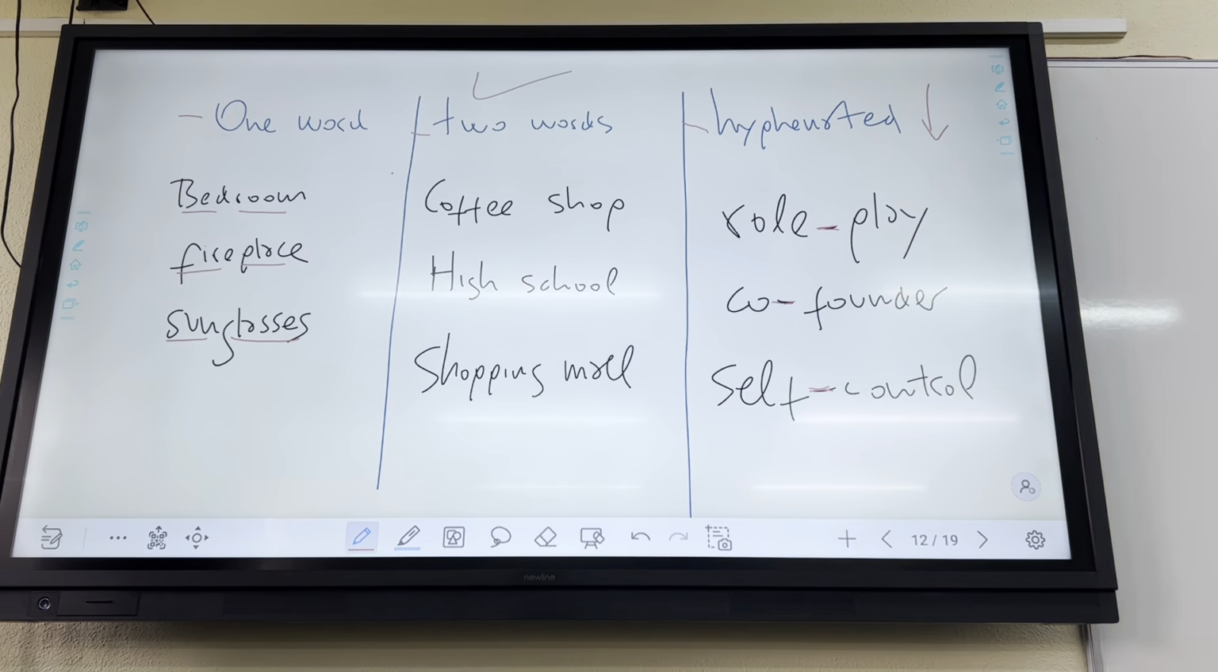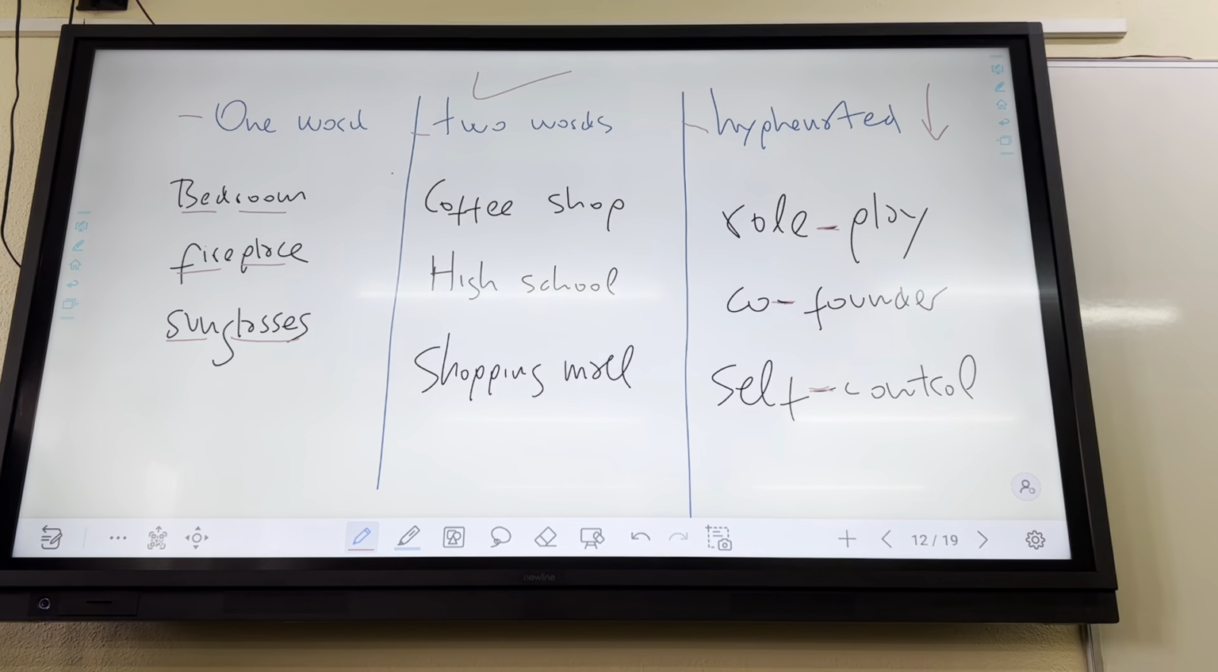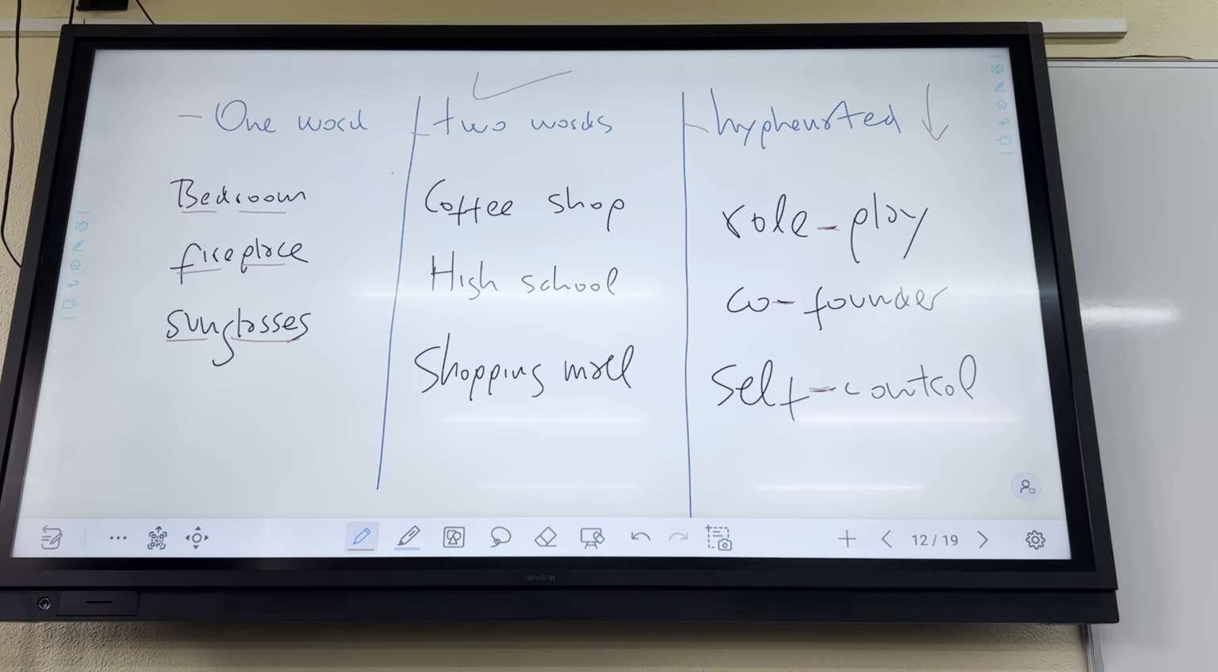Do you need something from the previous slide? Sorry. Okay, we can relax. It's all right. This is just some examples. You know, there are many compound nouns out there.